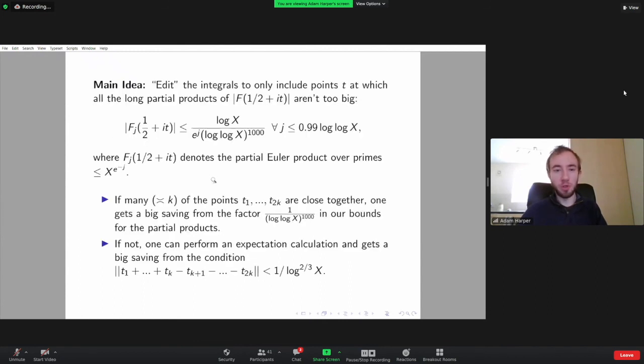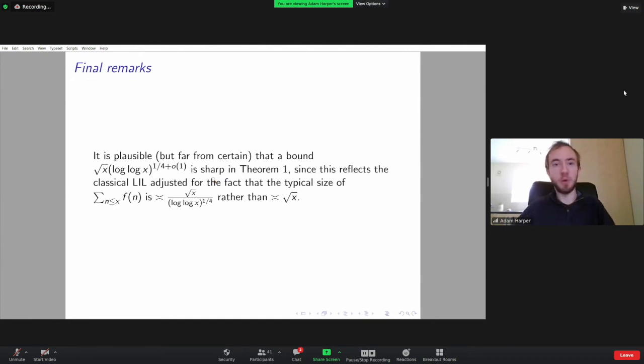But to finish the talk in time, I just want to make these two final remarks that I promised. I said at the start that maybe this exponent 1/4 in Theorem 1 was sharp. Why might that be? Well, in the classical law of the iterated logarithm, you get size square root of x times square root of log x, so you get an exponent 1/2 here. Why is that? Because at a fixed point x, the typical size is like root x, and then taking the lim sup multiplies that by a factor root log x, as you look along a sparse sequence of points.